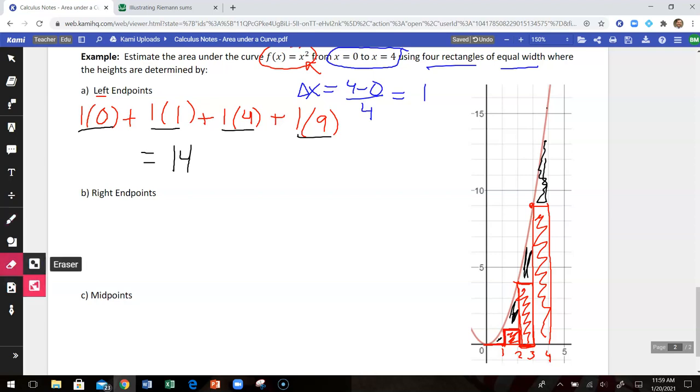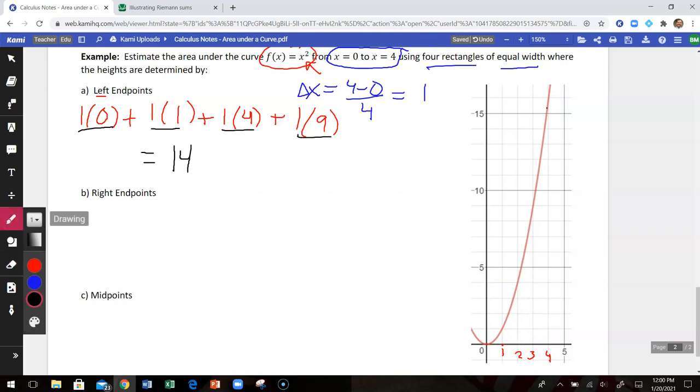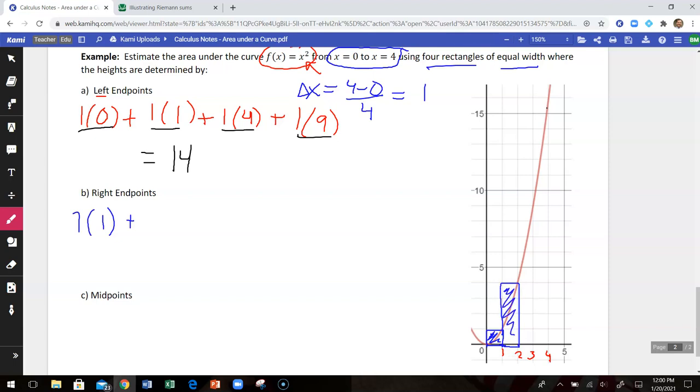Now, I can do this all over again using right endpoints. I'm going to do the same thing, except now to determine the heights, I'm going to use the right endpoint of each interval. So for the interval from 0 to 1, I'm going to use the height at 1, and that's going to be my rectangle that I draw. So my first one is width 1, height 1. My second one goes from 1 to 2, and I'm going to use the height at 2. I'm going to use the right endpoint to determine that area. So that's going to be width 1, height 4.